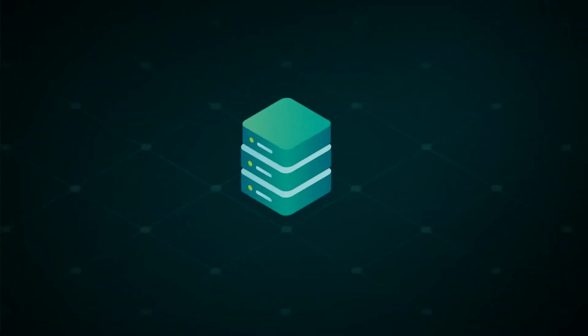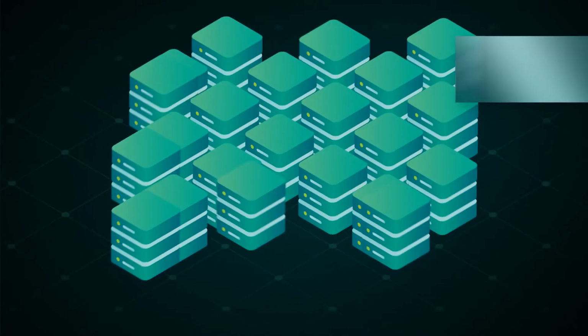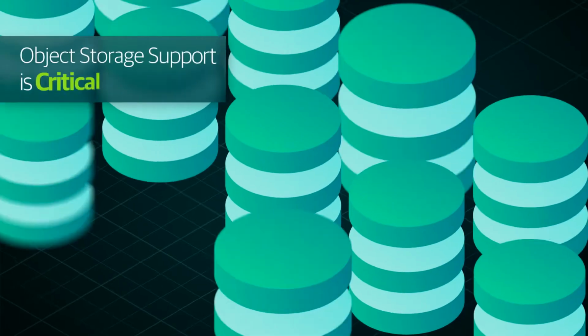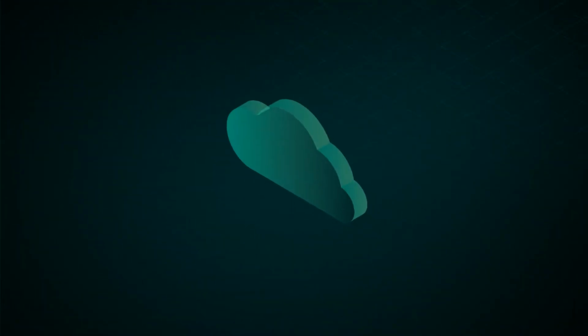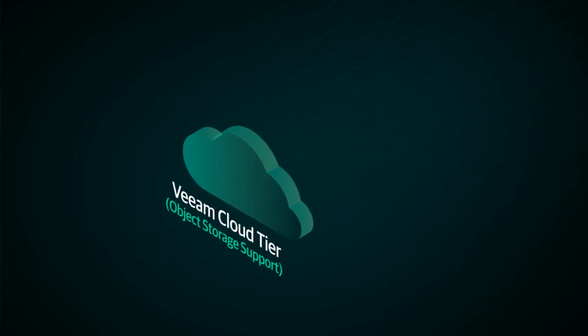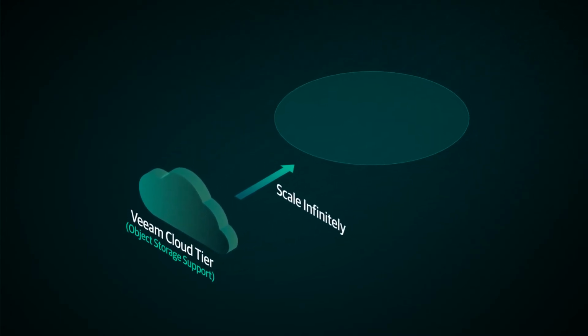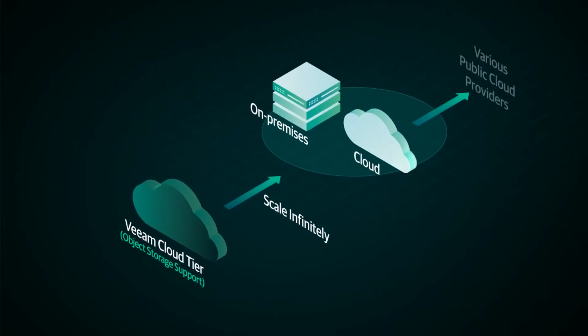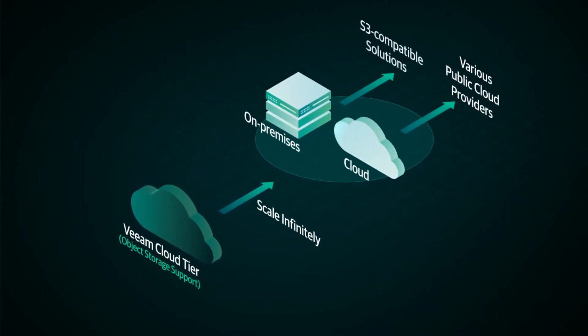The hypergrowth of data is creating demand for scalable long-term data retention. Object storage solutions are playing an increasingly important role in meeting that demand. Veeam's object storage integration, Veeam Cloud Tier, allows organizations to scale infinitely both on-premises and in the cloud, leveraging object storage support in various public cloud providers and S3-compatible solutions on-premises.